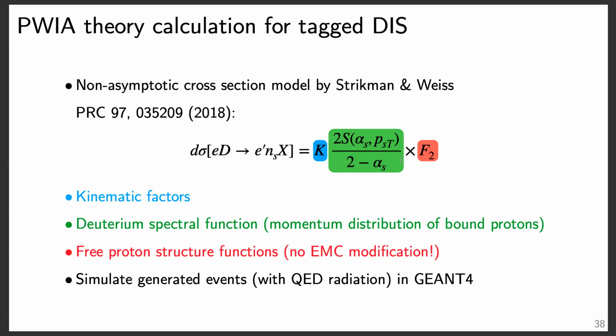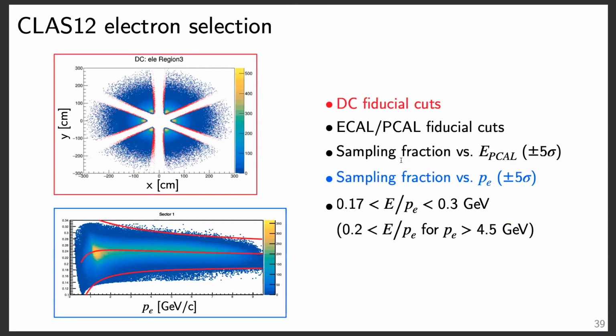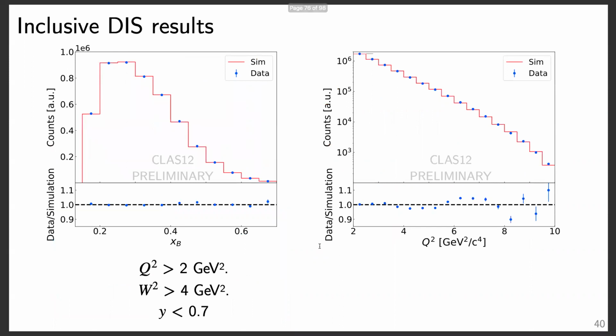Our calculation assumes a free proton. Then we generated events with this model with QED radiation, and we did a full simulation in GEANT4. These are some pretty standard cuts on the electron in CLAS12. Most of this had already been established from previous run groups, and we just made slight modifications for our running conditions. So these are all pretty standard.